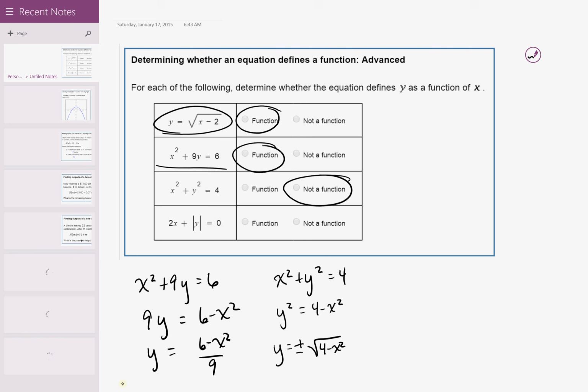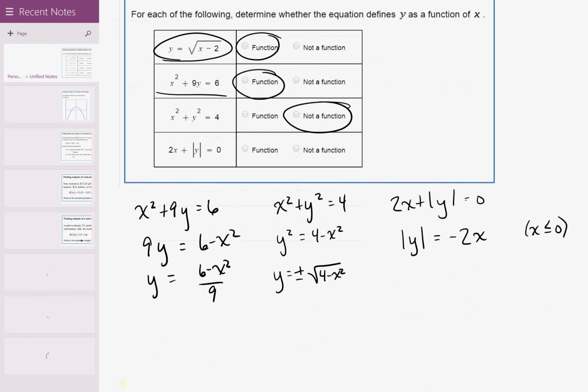In the next example, we have that 2x plus the absolute value of y is equal to 0. The first thing we do in an absolute value equation is isolate the absolute value. So the absolute value of y is equal to negative 2x. Now this gives us that x must be less than or equal to 0. Right? Because negative 2x has to be non-negative.